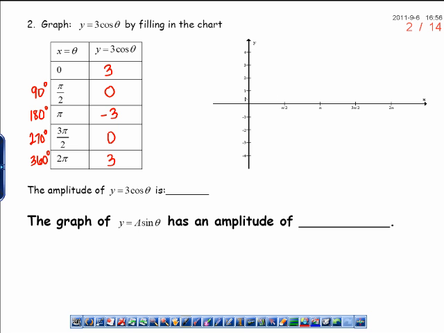Okay, so let's plot these points. 0, 3. Pi over 2, 0. Pi, -3. 3 pi over 2, 0. And 2 pi, 3. And again, we have one cycle. Now we had a different starting place. We didn't start on the sinusoidal axis. We started at a high point, which is typical of cosine. We saw that with spaghetti trig and the parent function for cosine.